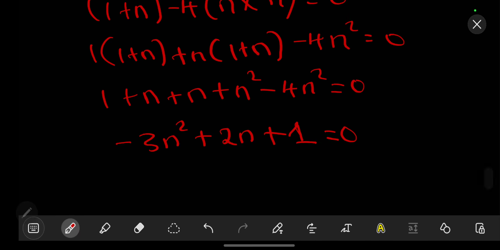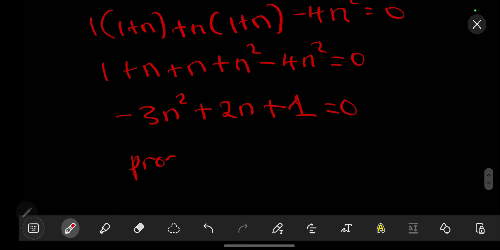So this being a quadratic, we are going to have our product, which is equal to ac, which is negative 3 times positive 1, which is equal to negative 3.